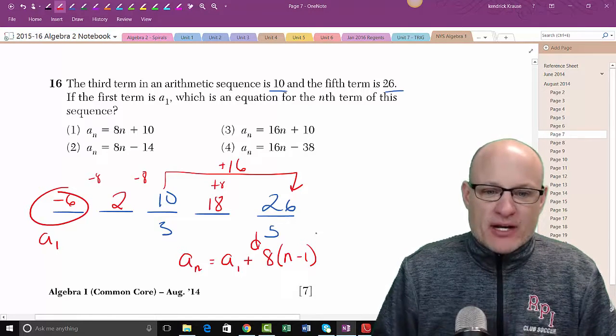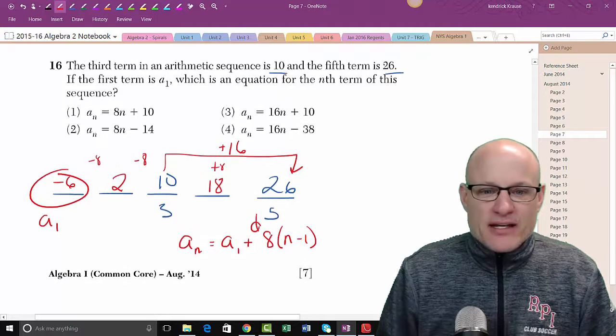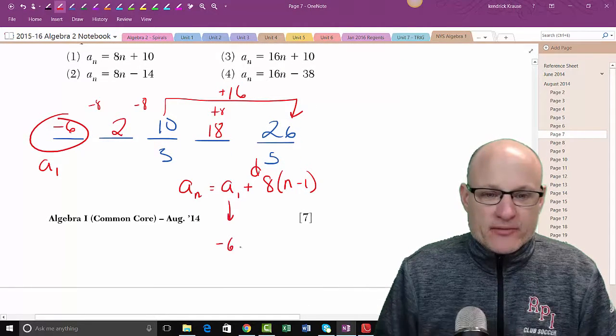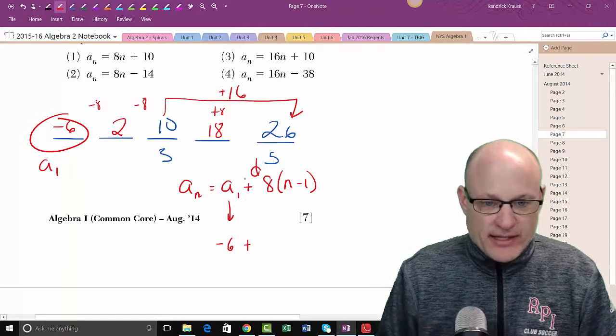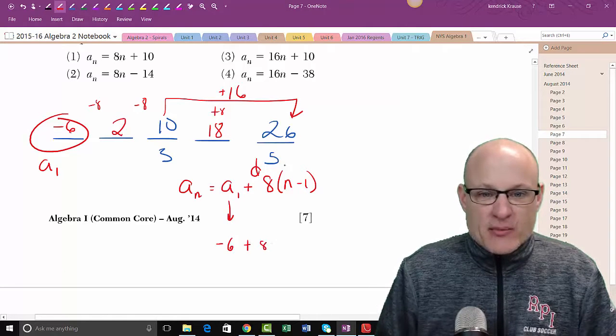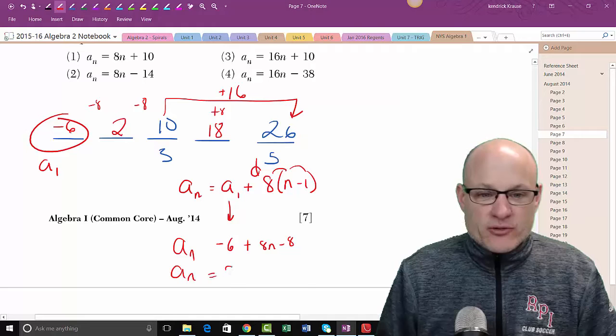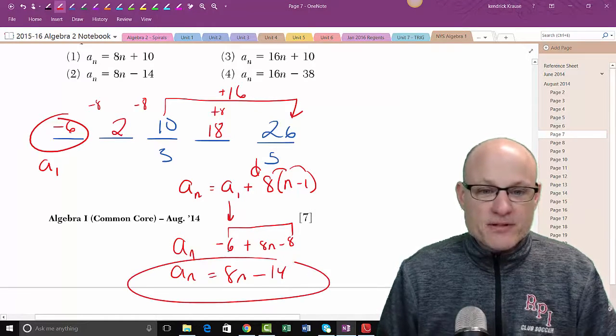So now what I got to do is I got to distribute. So I found out that a sub 1 was negative 6 plus, by just subtracting 8. I'm going to distribute this 8. 8n minus 8. Well, and this is a sub n. So a sub n is equal to 8n. If I put these together, I get minus 14.